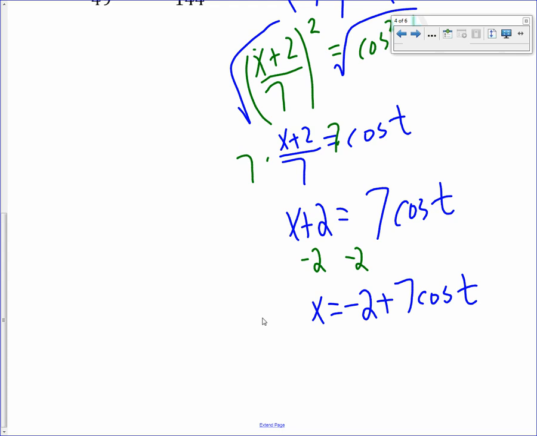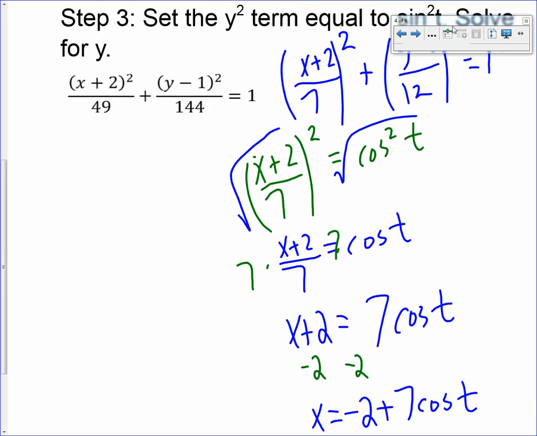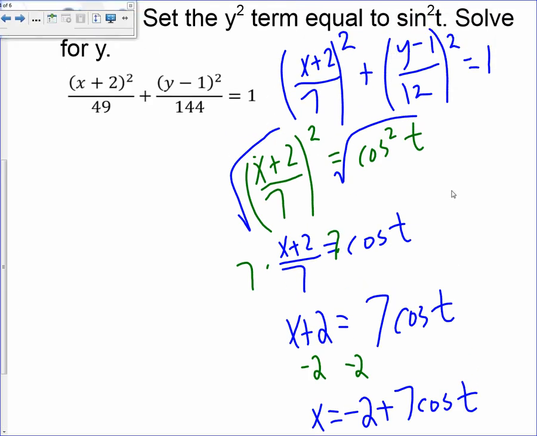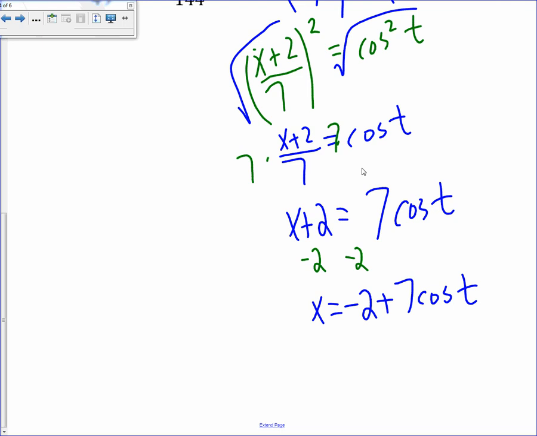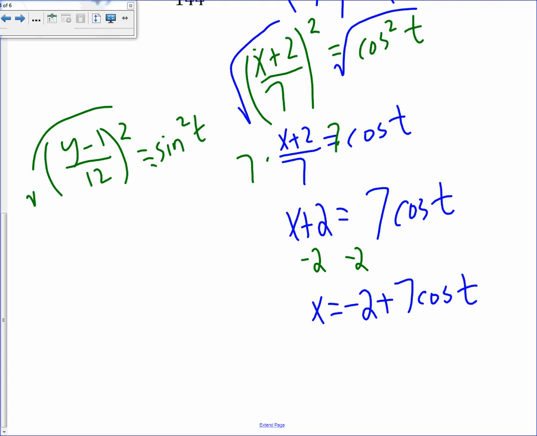Now we're going to repeat this process for y. So I'm going to go back up here and I'm going to find that y minus 1 over 12 squared. I'm going to set that equal to sine because sine is always going to represent the y term. So setting that equal to sine squared t. Go ahead and take the square root of both sides to cancel out the squares. And then we're just doing algebra to get y by itself.